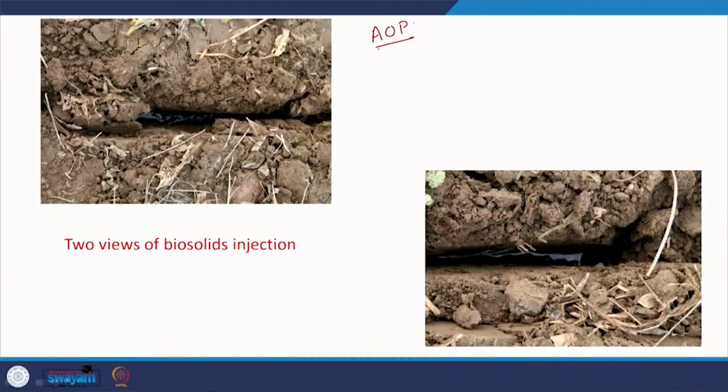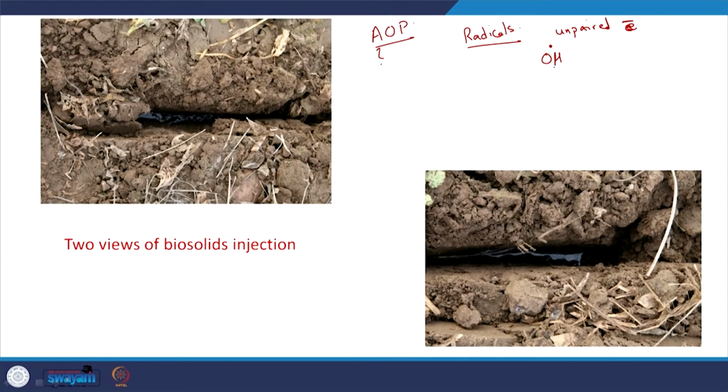So, what can you do? You can look at advanced oxidation processes. Why are we calling that advanced? Because here we are going to look at the formation of radicals. Radicals are those with unpaired electrons. Let us say OH•, this one has an unpaired electron, right. So, the OH radical is a strong oxidizing agent.